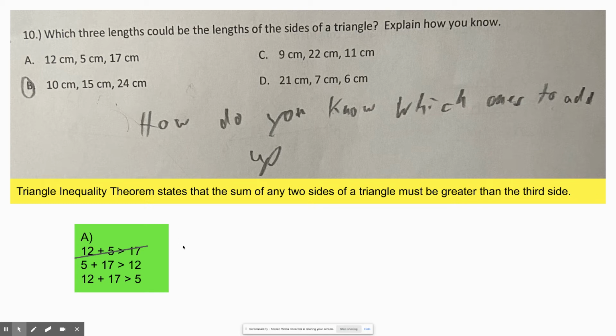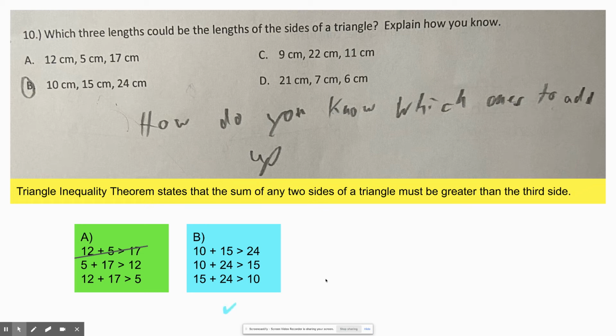You have correctly found the answer to be B, and here's why. When I pick the first two and I add them together, I see that that is definitely greater than 24. How about 10 plus 24? That's greater than 15. 15 plus 24 is greater than 10. So B is the correct answer.